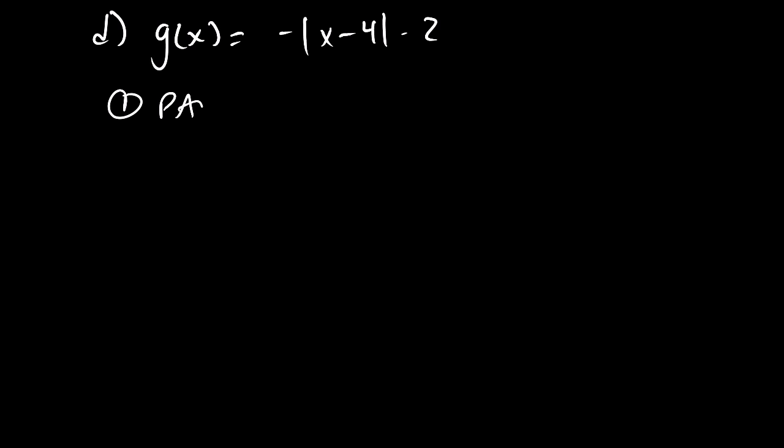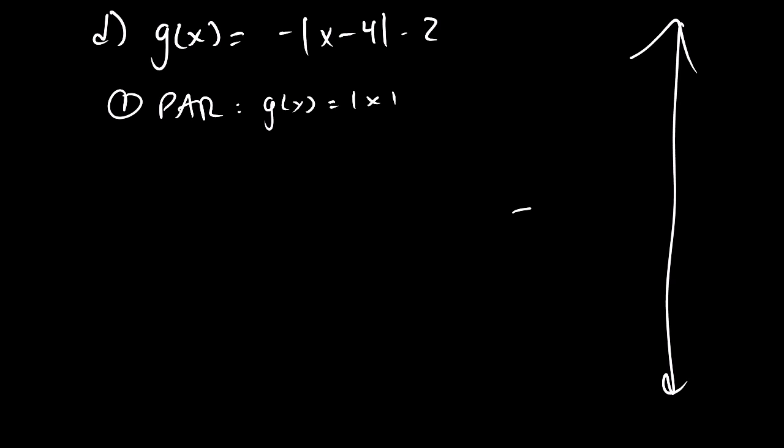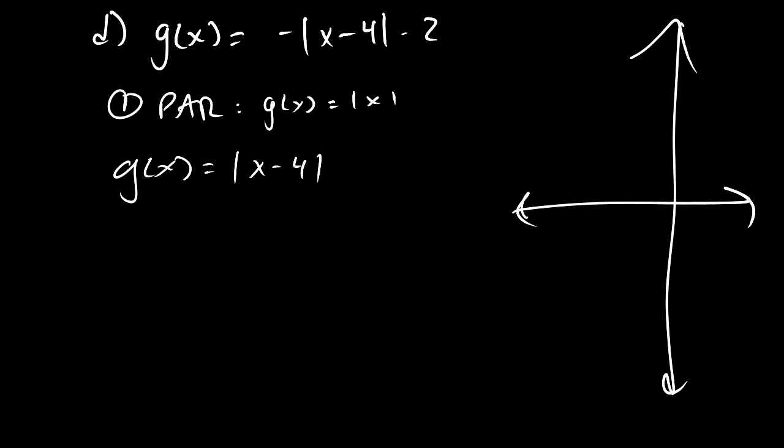Oh, I scrolled to the wrong one. So D, g of x is equal to negative absolute value of x minus 4 minus 2. So 1. What's our parent graph? You guessed it. Absolute value of x. So if we're looking at shifts, g of x is equal to x minus 4. This is going to be the horizontal shift. Negative, so that means we're moving right 4. G of x is equal to negative absolute value of x minus 4.